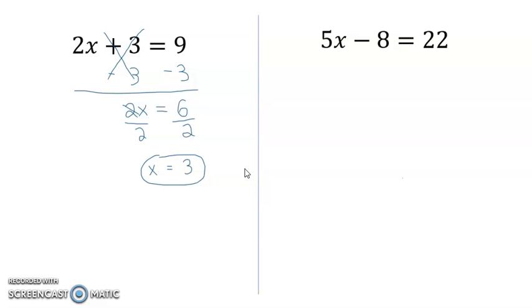So what does that mean? That means that if we go back and substitute 3 for x, we should get that same answer, 9. So 2 times 3 plus 3 should equal 9. 2 times 3 is 6. 6 plus 3 is 9. And I can say, yeah, I get an answer of 9.